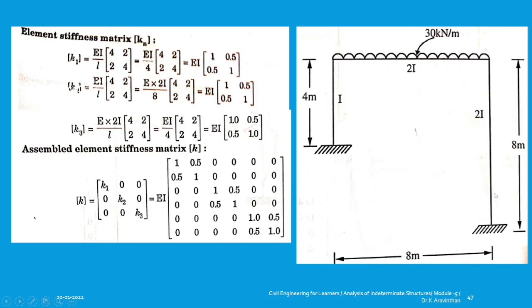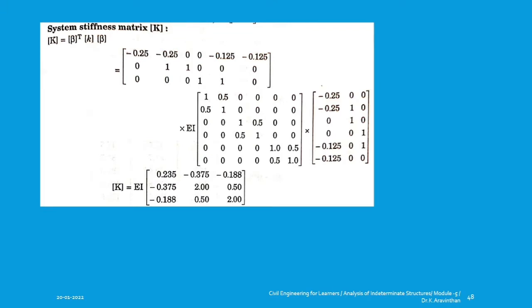And for the last element, you have 8 meter and 2I. The same way, if you substitute 2I by 8, it will become I by 4, and you can get EI times 1, 0.5, 0.5, 1. So you can assemble all the stiffness matrices, and it will become the element stiffness matrix, small k. Now you have to find the capital K. How to find capital K? Beta transpose K into beta. Beta transpose is this value, and K you have just found.